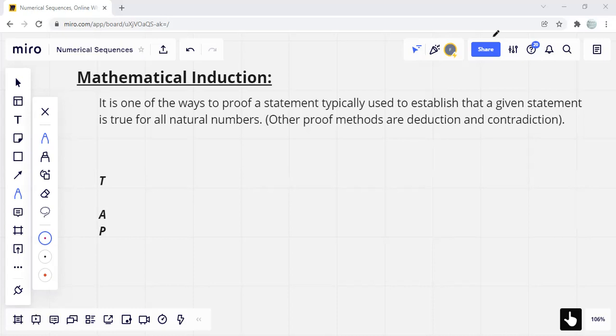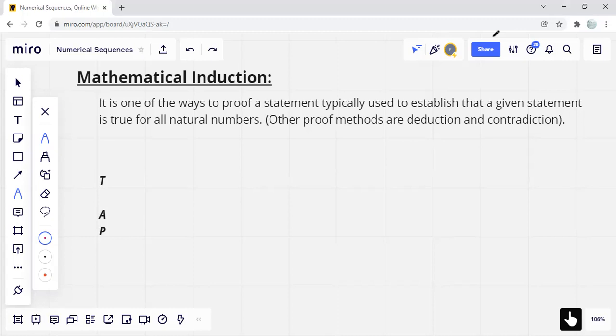Okay, T is test. A, assume. We assume that we are on the nth step, and we prove that we can climb for the step above it. And then E, which is explain, or conclude the result that it is true.